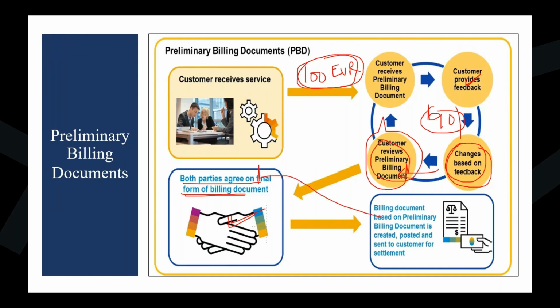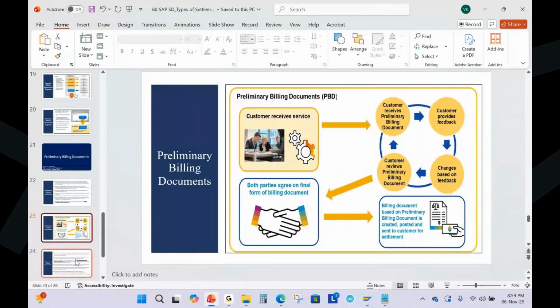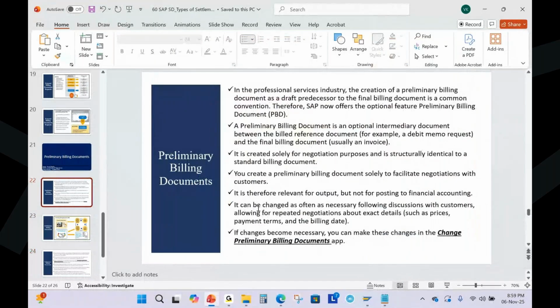Now based on the preliminary billing document, you create an actual billing document. It is created, posted and sent to the customer for settlement. So the final invoice you will create based on the preliminary billing document. Basically, the purpose of this preliminary billing document is only for negotiation purposes. Now we will see how to create this preliminary billing document.